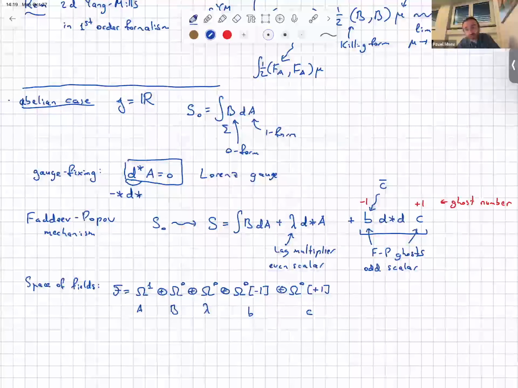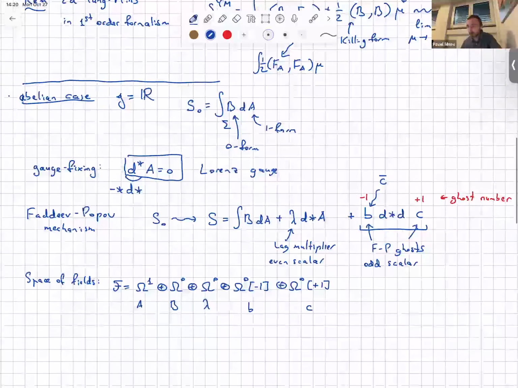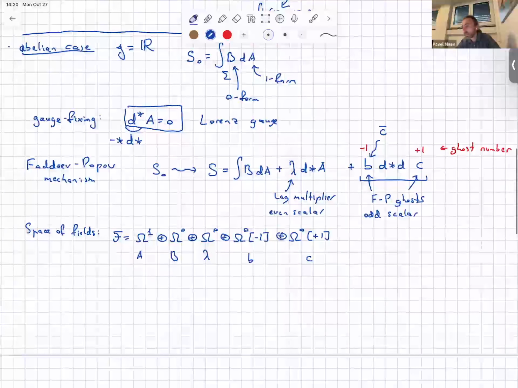Lambda, b, and c are Lie algebra valued, right? Well, the algebra is now just the reals. I specialized to abelian theory. Yes, it's abelian. Later on, we'll talk maybe a little bit about the non-abelian case, but for now, let's talk about abelian BF.